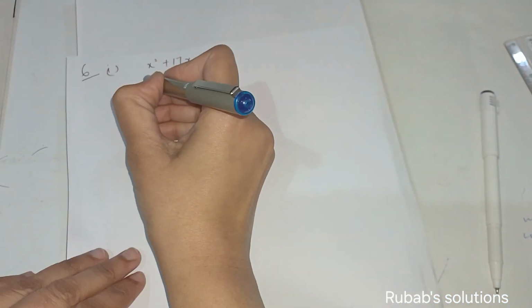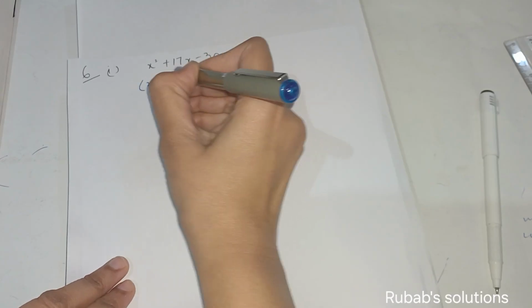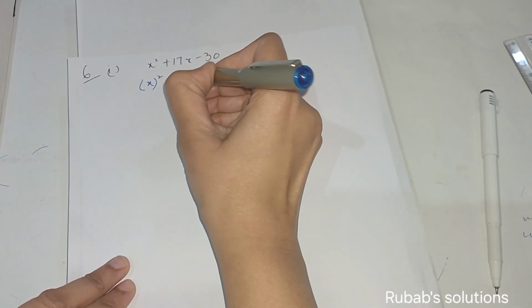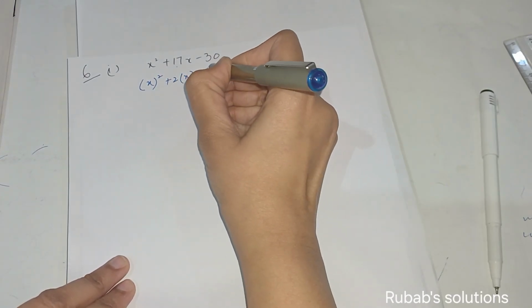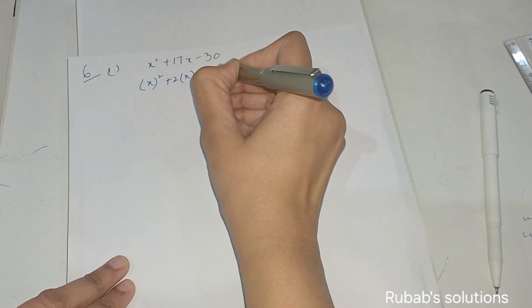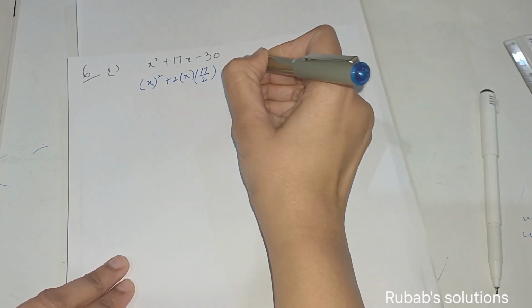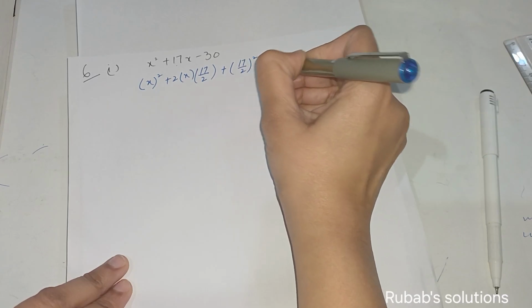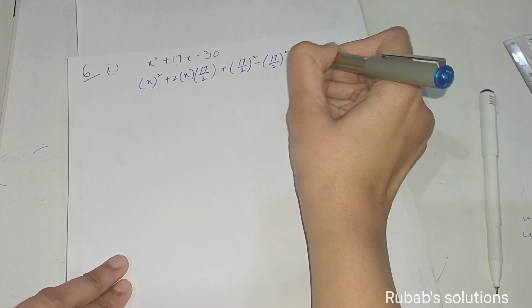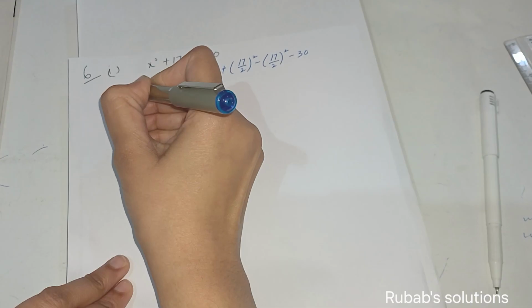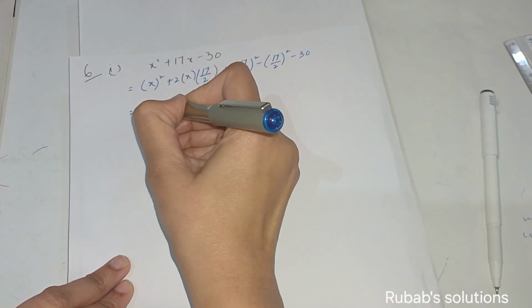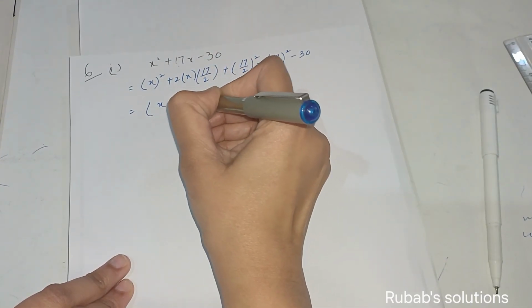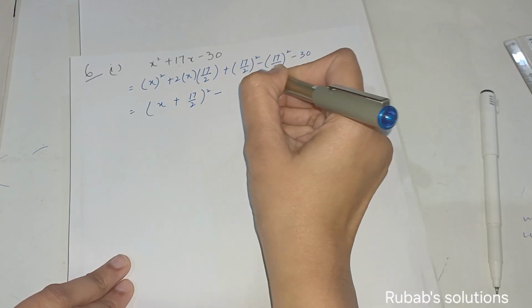Okay, completing square method, this will be x square plus 2x. I want basically 17, so I will multiply 17, but I don't want this 2, so I will divide with 2 as well. It will be 17 by 2 whole square minus 17 by 2 whole square minus 30. From these three numbers, I'll get x plus 17 by 2 whole square minus.